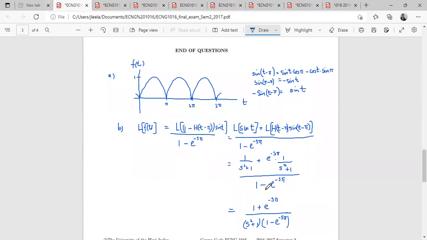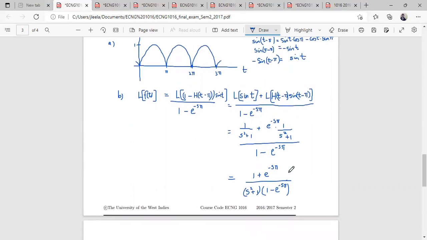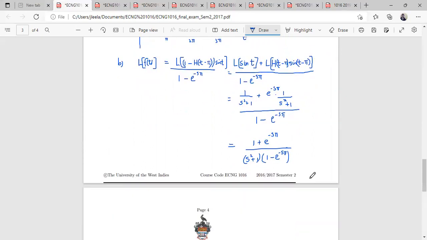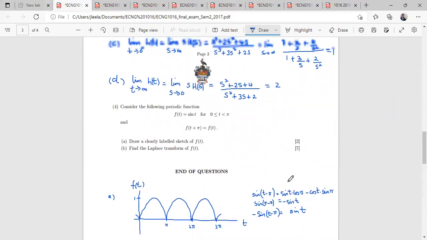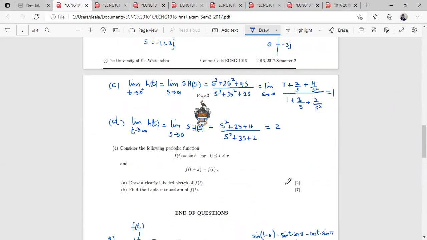And you're dividing that by 1 minus e to the minus s pi. So that will just give you 1 plus e to the minus s pi over s squared plus 1 into 1 minus e to the minus s pi. Right, so that takes care of that question there.